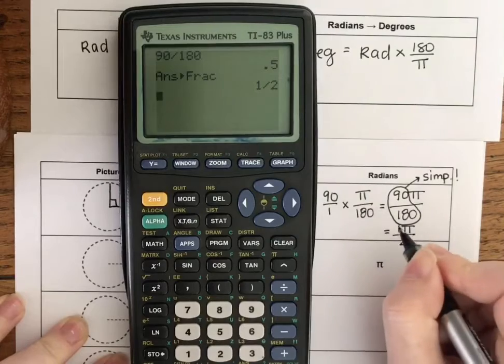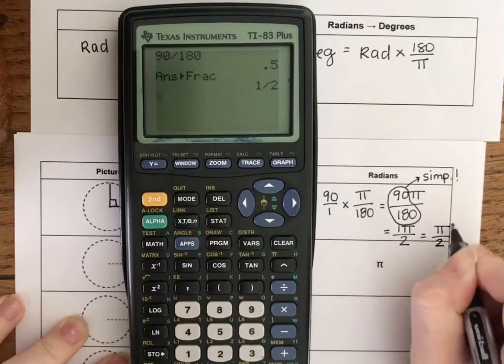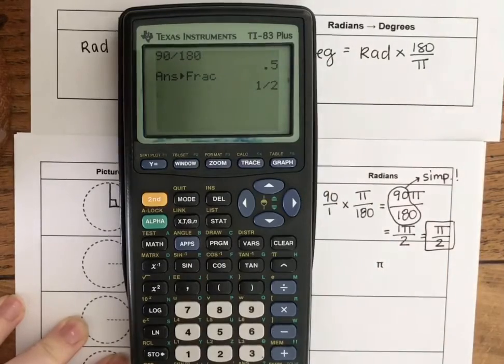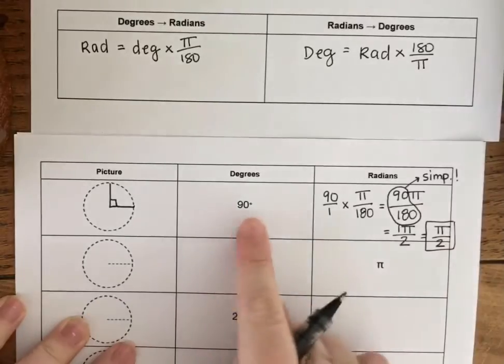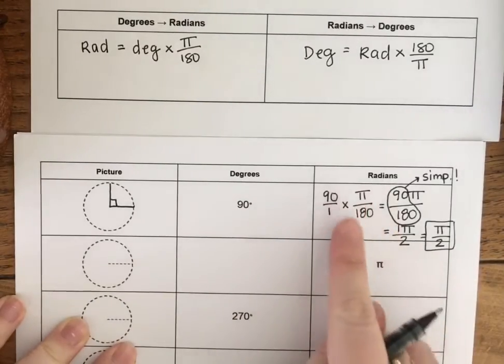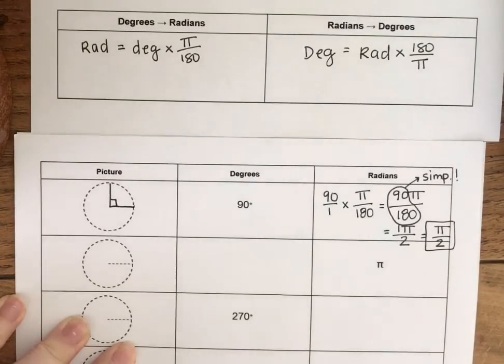Now usually if I have a 1 in front of my pi, I don't write that. So it would just be pi over 2. So when I'm going from degrees to radians, I multiply by pi over 180, and then I simplify as much as I can. So in radians, 90 degrees would be pi over 2 radians.